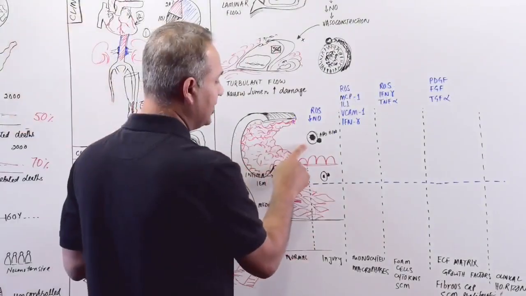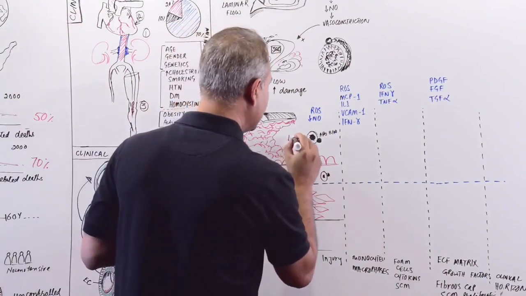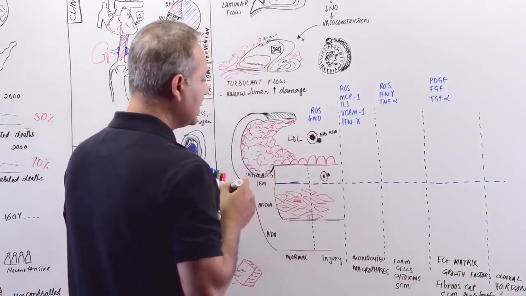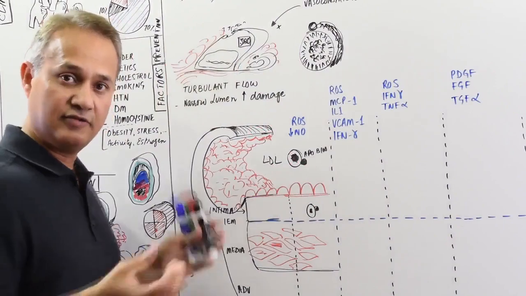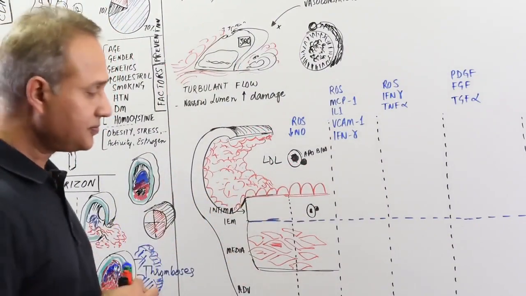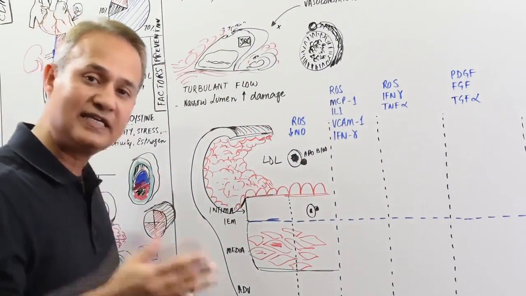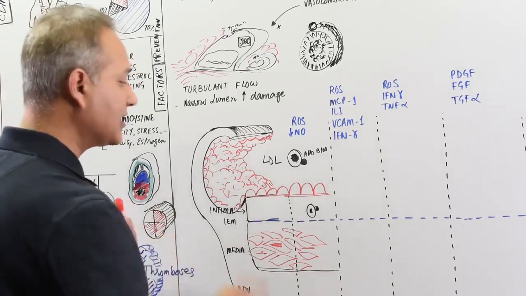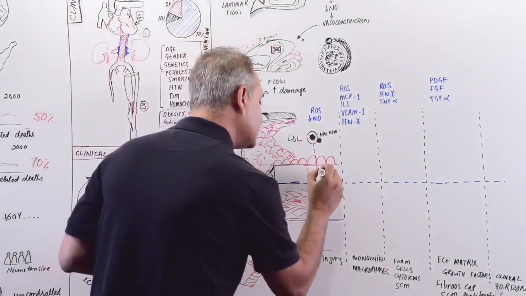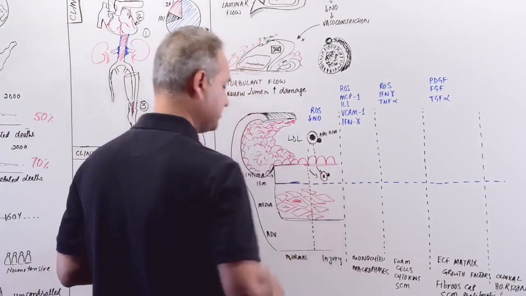So here we have LDL. LDL has ApoB100, and LDL receptors are present in the liver and on the cells. So a chronically increased level of LDL ultimately causes LDL to start accumulating under the endothelium.